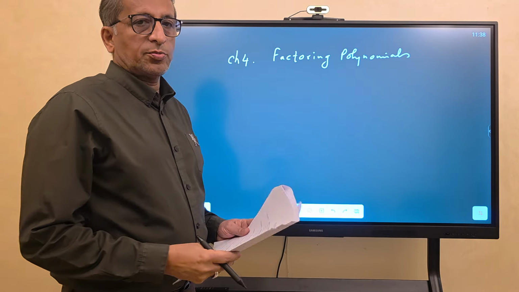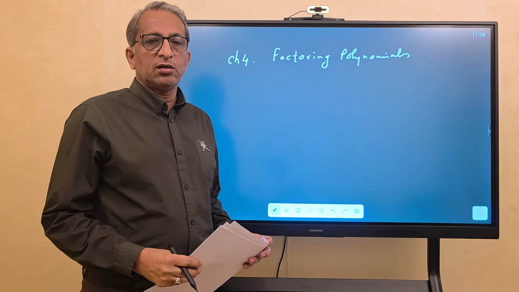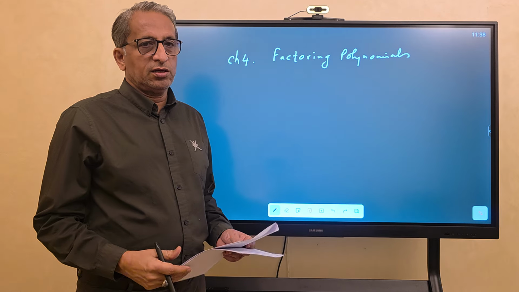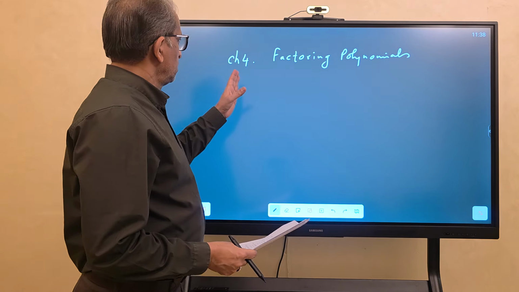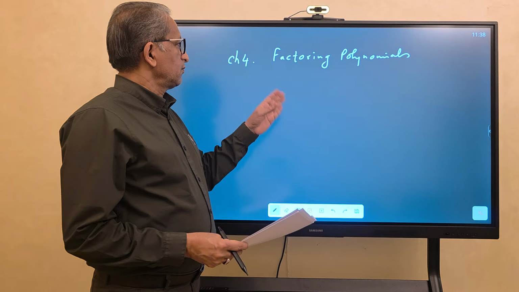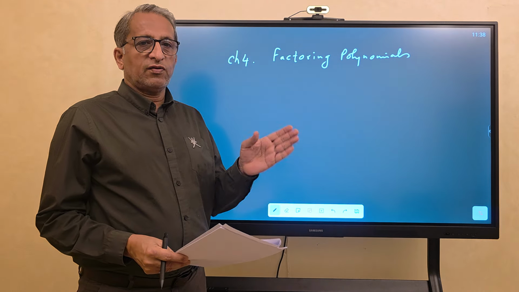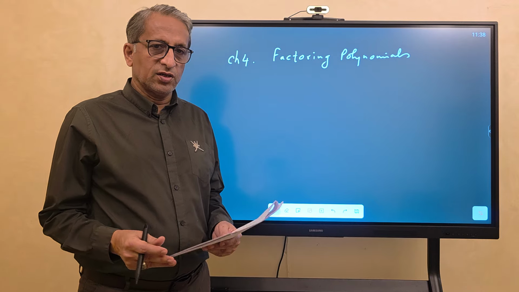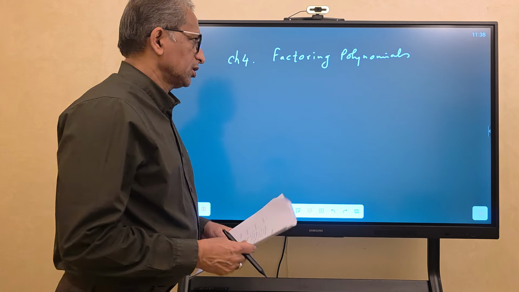In the last topic, we have studied how we add, subtract and multiply the polynomial. In this chapter, we will study how we factor the polynomial. There are different ways of factoring the polynomial.